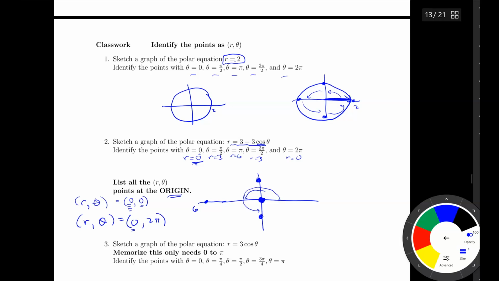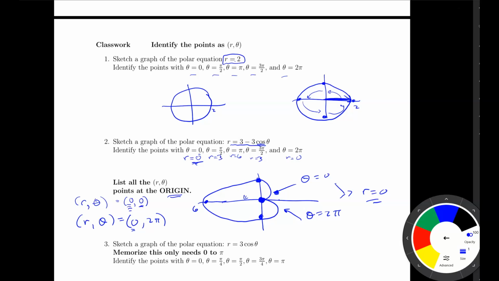So let me see if I can erase these little things. Yes, okay. So this is my cardioid, sideways heart, right? And these are my 2 points, my angle 0 and my angle 2 pi. Both of these give me r equals 0, so that's at the origin. Important.